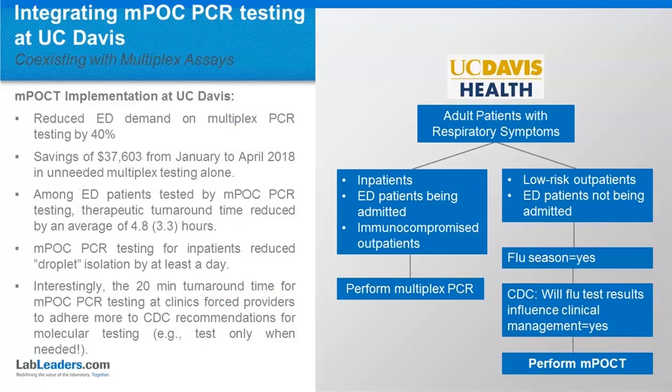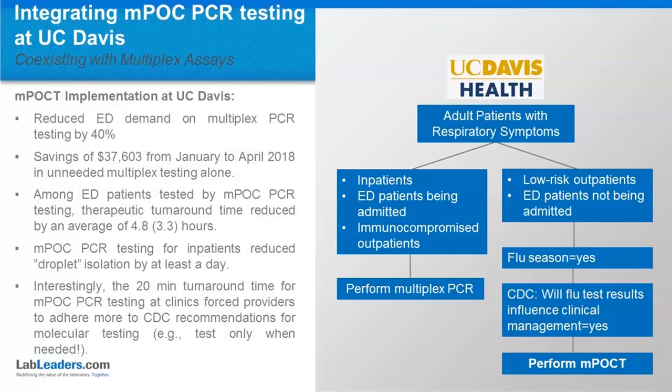Are they immune compromised? Perform multiplex PCR because we want to make sure we capture the bigger picture. However, in the vast majority of patients, are you low-risk outpatients? Are you an ED patient not needing admission? Is it flu season? And if yes, then pretty much ask yourself, will flu results influence management? And if yes, go ahead and run the test. We kept it simple for people. And with this very simple rudimentary algorithm, we were able to reduce ED demand on multiplex PCR by 40%.